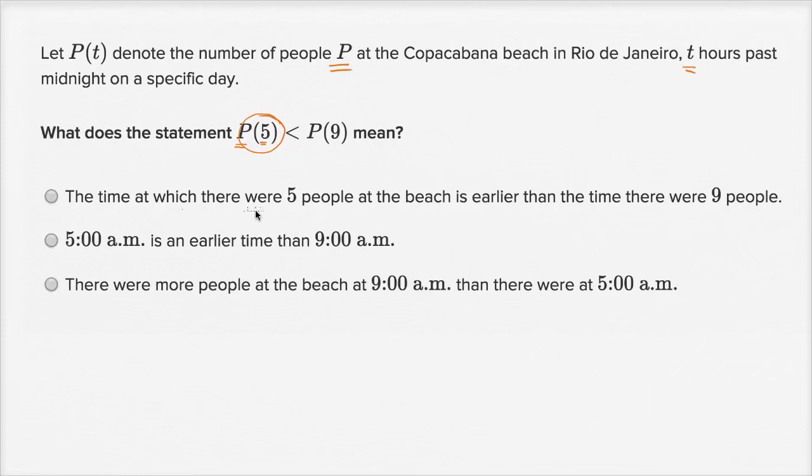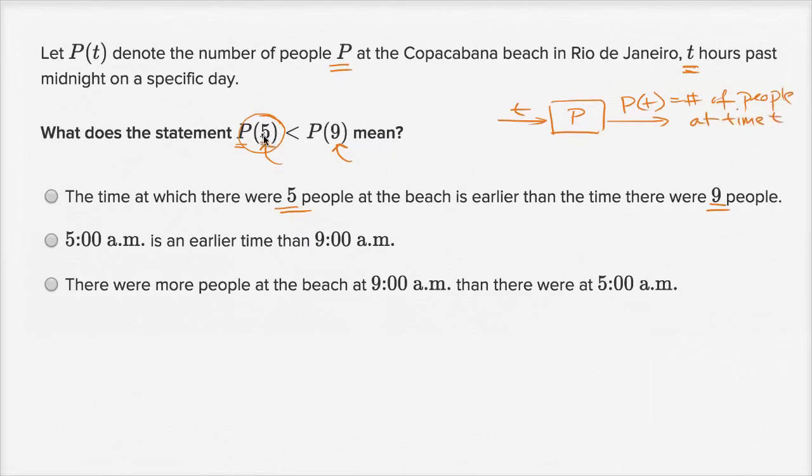The time at which there were 5 people at the beach is earlier than the time there were 9 people. Well, no, the 5 and the 9 aren't the number of people. This is the time. This was the input into the function. The input into the function is time. This gives people as a function of time. You give a time, this function P outputs P of t, which is equal to the number of people on the beach at time t. So this 5, this is the input.